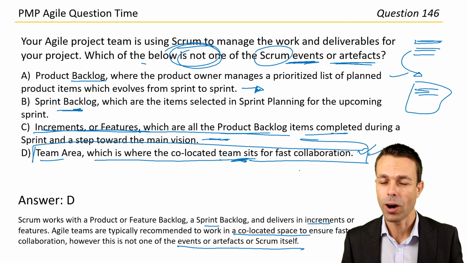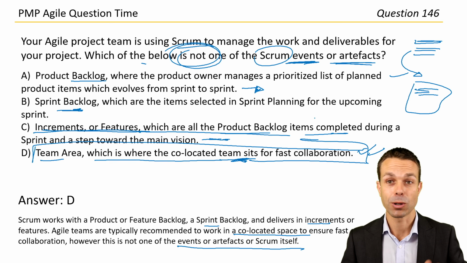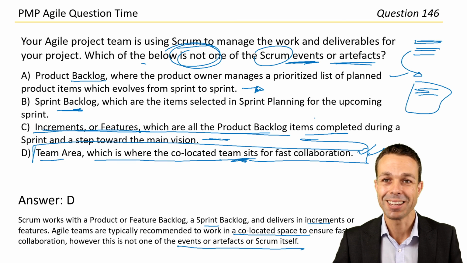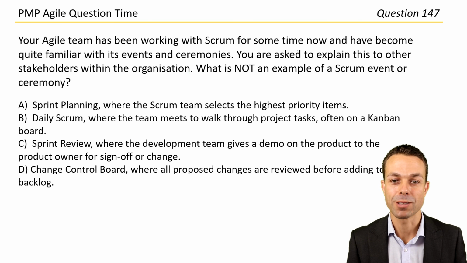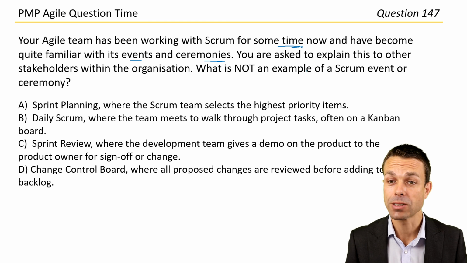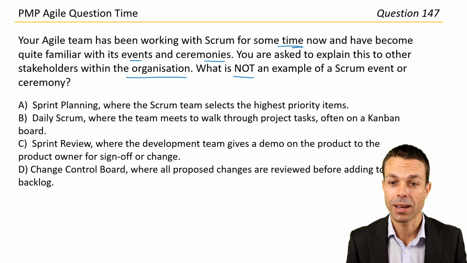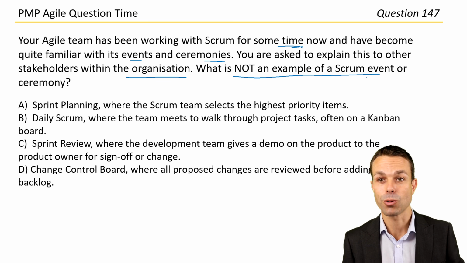And also that was a little bit tricky. So we had to go back to the question, because they all fit an Agile methodology, so we had to look at the question itself and delve into that a little bit more. All right, last question, guys. You've done great. Your Agile team has been working with Scrum for some time now and have become quite familiar with its events and ceremonies. You're asked to explain this to other stakeholders within the organization. What is not an example of a Scrum event or ceremony?